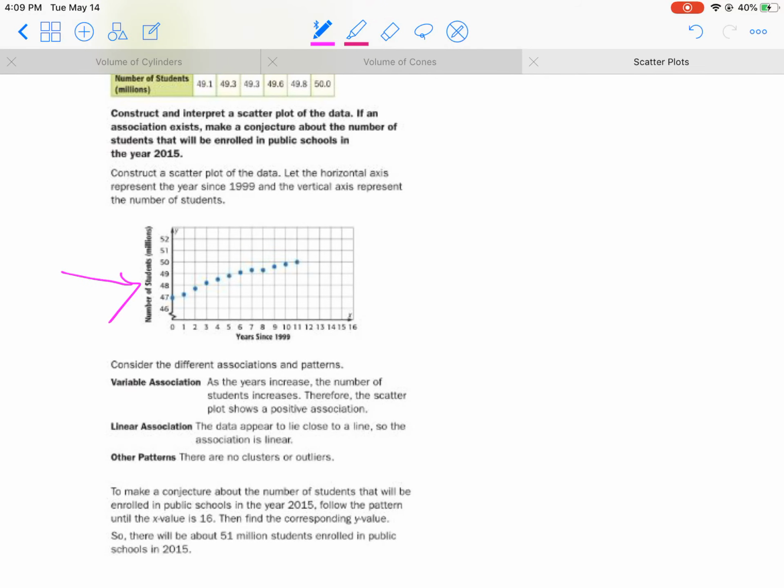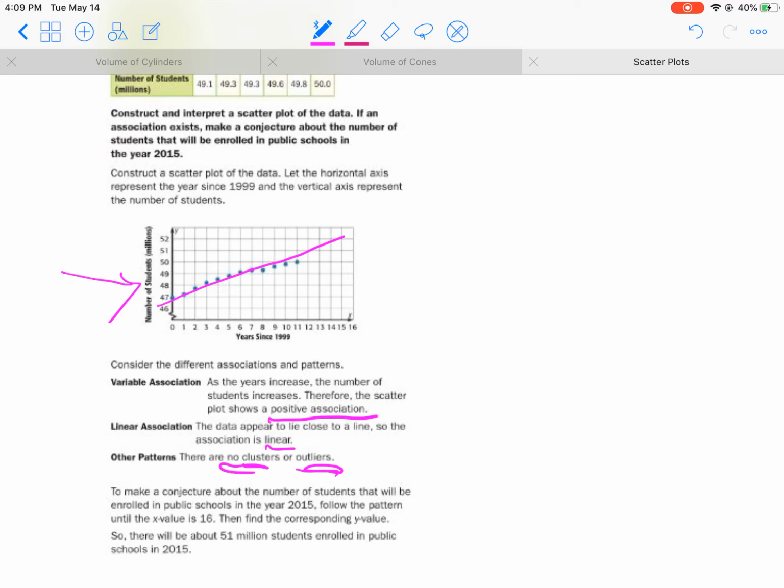Consider the different associations. As the years go up, the number of students increases. Therefore, it shows a positive association. It appears to lie close to a line, because if you drew a line, it's all relatively close to a line. So it is a linear association. And there's no clusters, no outliers.